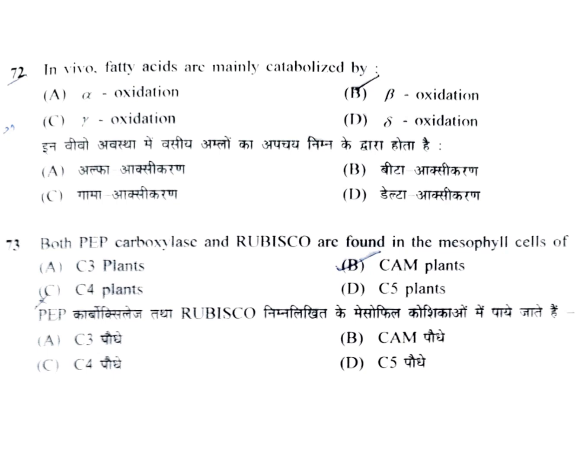Now in the next question, in vivo fatty acids are mainly catabolized by alpha oxidation, gamma oxidation, delta oxidation. The main mechanism by which fatty acids are catabolized inside mitochondria is beta oxidation. Alpha and omega oxidation are minor pathways. Next, PEP carboxylase and Rubisco are both found in the mesophyll cells of C3 plants, C4 plants, or CAM plants. So the right answer is CAM plants.